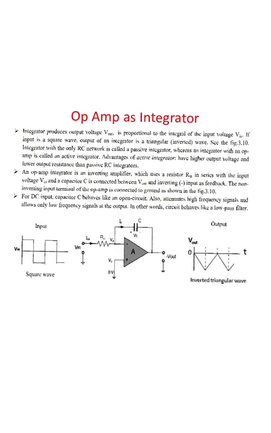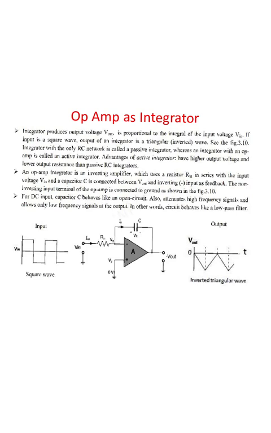The integrator produces an output voltage proportional to the integral of the input Vin. If the input is a square wave, the output of the integrator will be a triangle wave, inverted, because we are giving the input to the inverting terminal. The integrator with only an RC is called a passive integrator, whereas the integrator with an op-amp is called an active integrator. Advantages of an active integrator are higher output voltage and lower output resistance than the passive RC integrator.